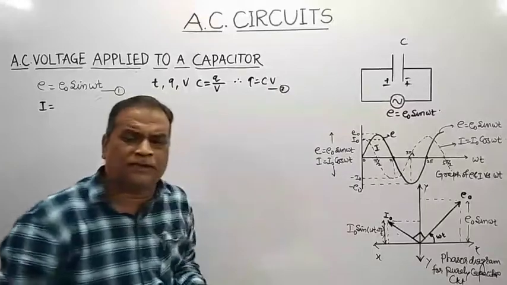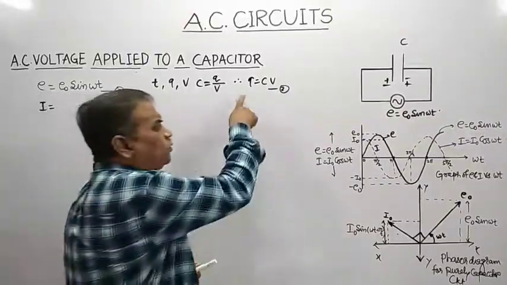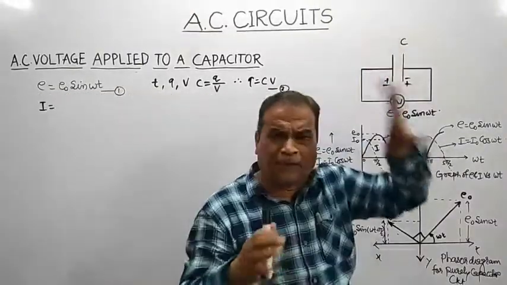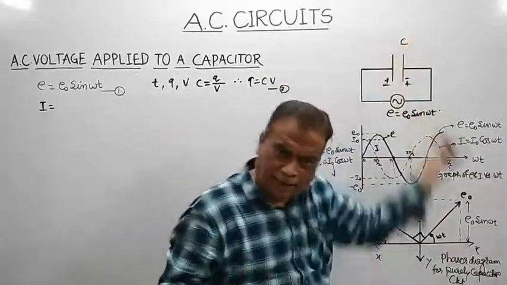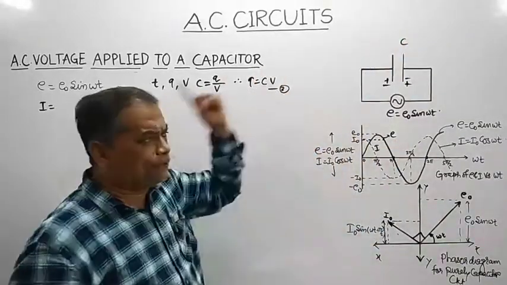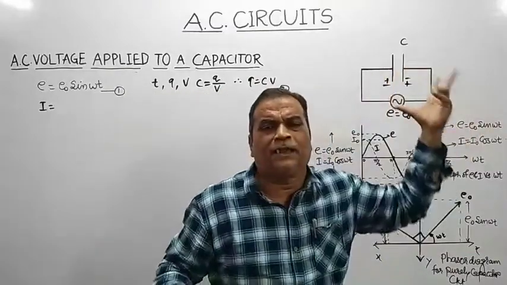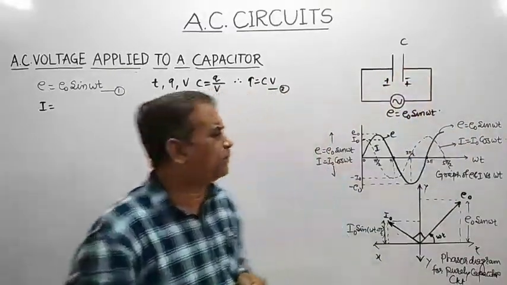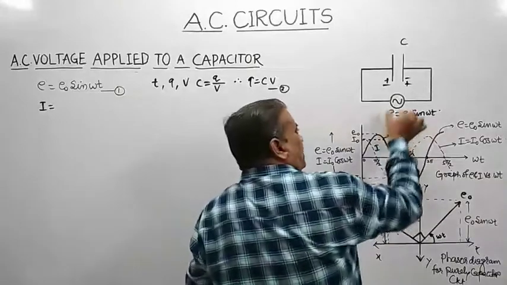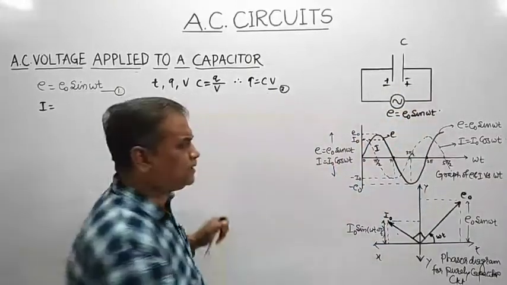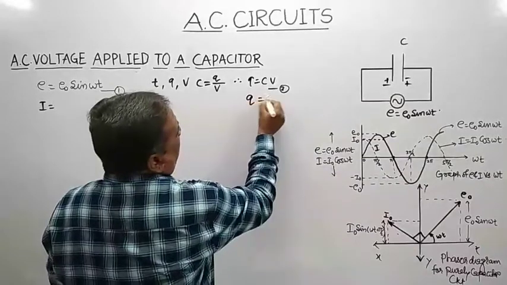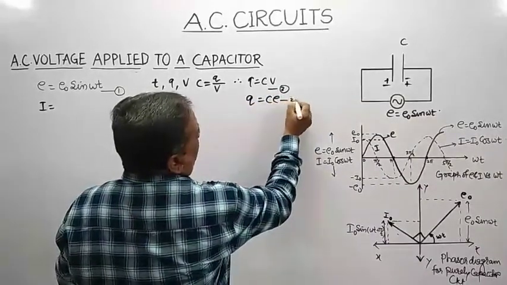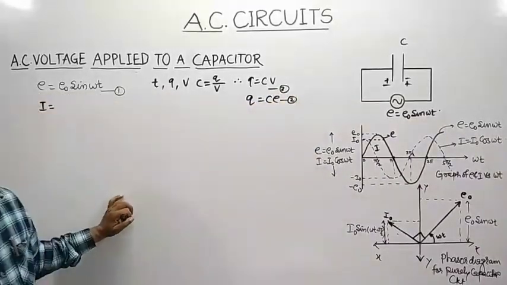Here Q is the net charge deposited on the plate of the capacitor, C is the capacity of the condenser, and V represents the potential difference across the plates of the capacitor. Now here, the potential difference across the plates of the capacitor is E. So we can say Q is equal to C into E. This is our equation number 2.